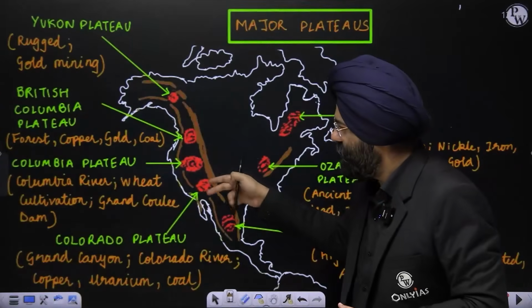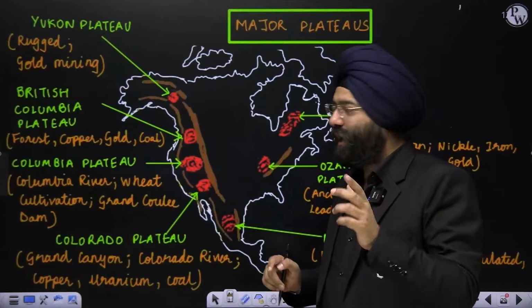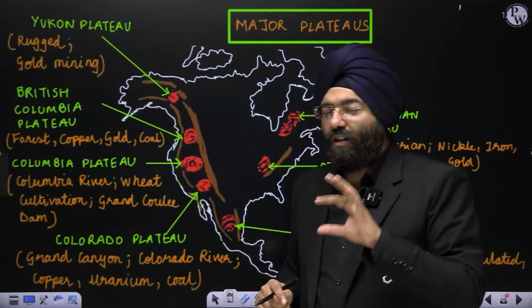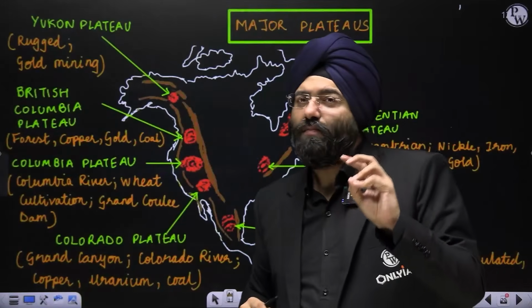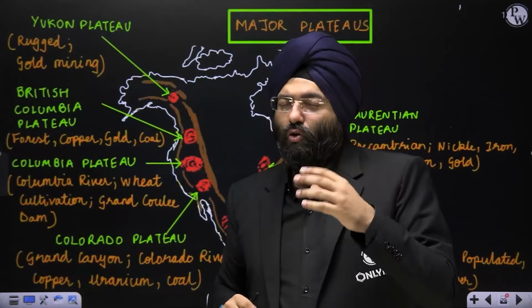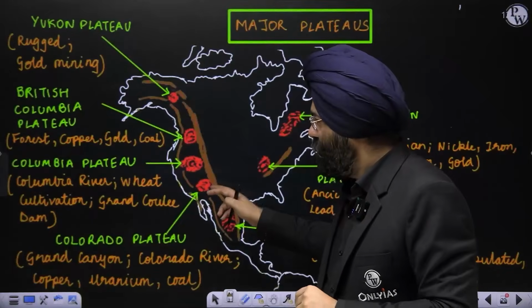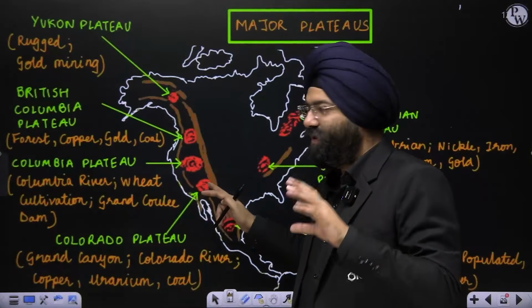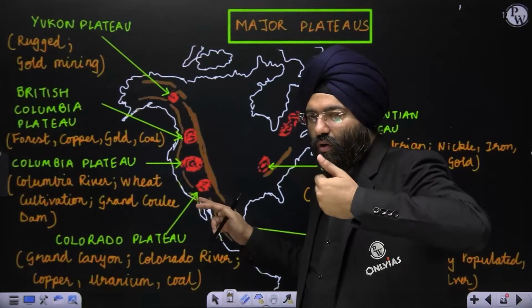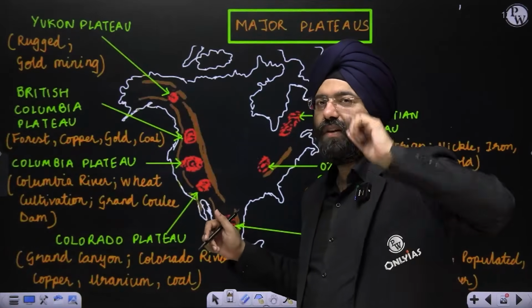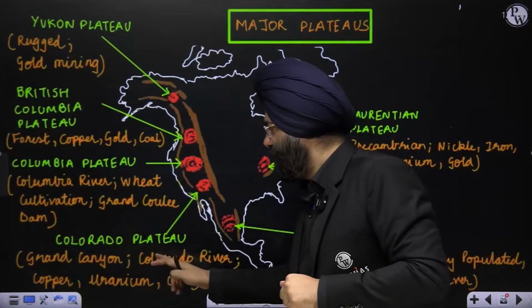You move further south, you have the Colorado Plateau over here. Now, the Colorado Plateau is again a very important region. Why? Because the Colorado River is flowing there, and there is a very important geographical, erosional feature, the Grand Canyon, present here. So if you want to visit the Grand Canyon, you are going to visit the Colorado Plateau, and you will see how the Colorado River is cutting across those various plateaus and how the features are being formed. So the Grand Canyon is present here, on the Colorado River.